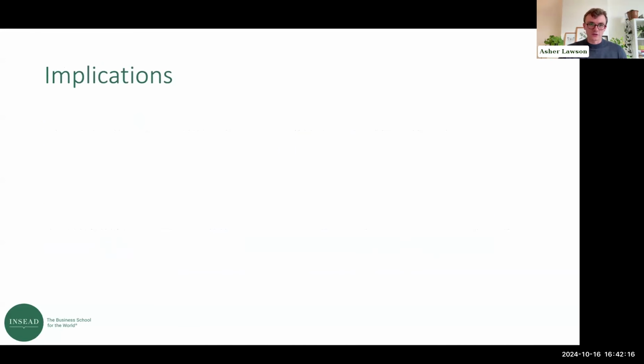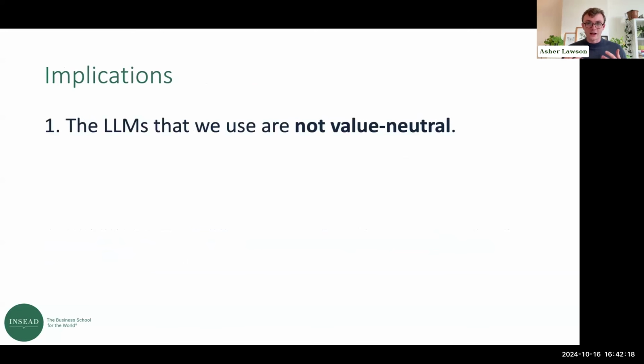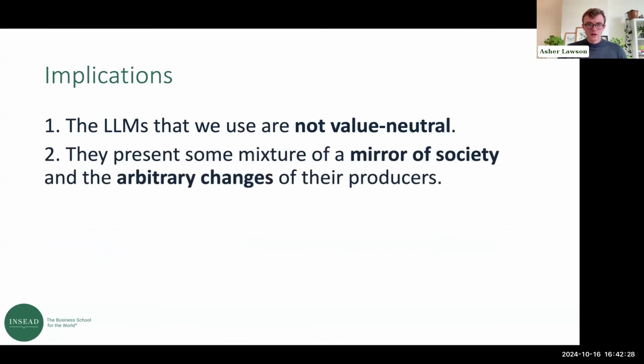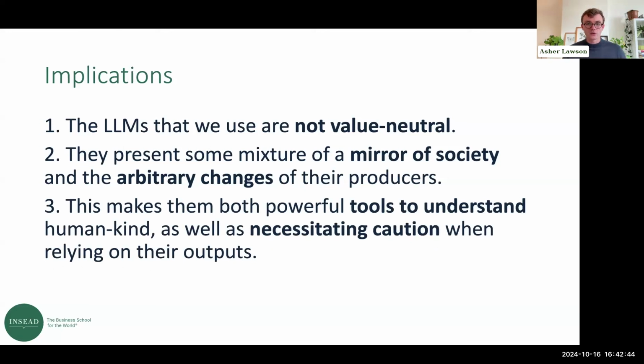And the implications of this are the following. The LLMs that we use are not value neutral. You can't take this voice that sounds very much just informative and neutral and keeps urging that it's a large language model without an opinion. These are not value neutral. There's some mixture of a mirror of society and just holding up their training data, which tends to be the internet, which contains the worst areas of the internet, as well as these arbitrary changes made by these private companies who produce them, which both makes them very powerful tools to understand humankind, but also necessitates caution when relying on these outputs. You have to think, what is under the hood here?